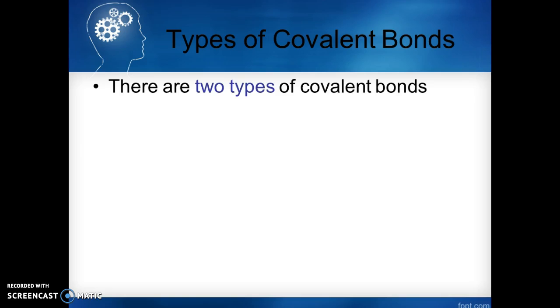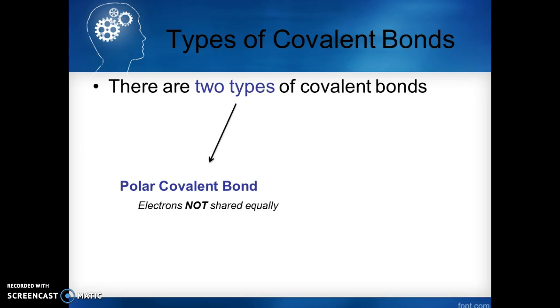There are 2 types of covalent bonds. We have one called a polar covalent bond. This has poles. You can think like a North Pole and a South Pole. And in a polar covalent bond, electrons are not shared equally. So, just like in a tug of war, one side is stronger than the other, and they're able to pull those shared electrons closer to its nucleus.